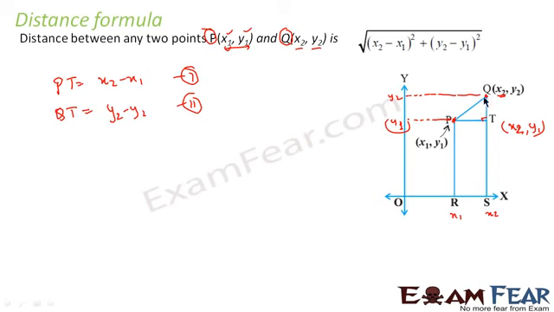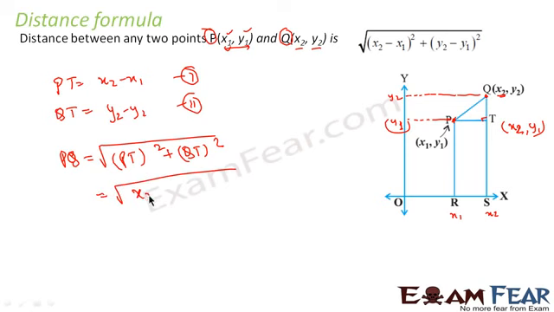This is the hypotenuse. These are the other two sides. So hypotenuse square PQ square, or PQ is nothing but root over the sum of squares of the other two sides, that is PT square plus QT square. This formula we know, and this is nothing but root over x2 minus x1 square plus y2 minus y1 square. Correct? This is the formula we get, and this is what we were talking about.